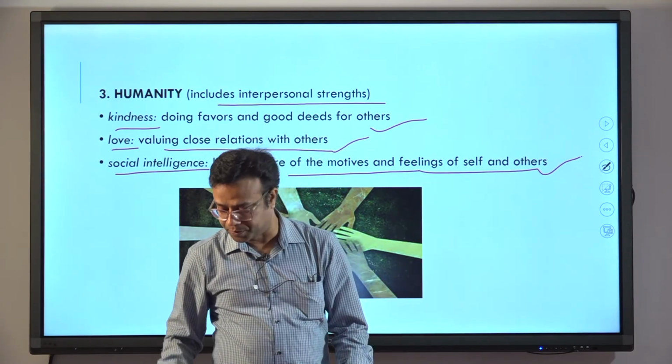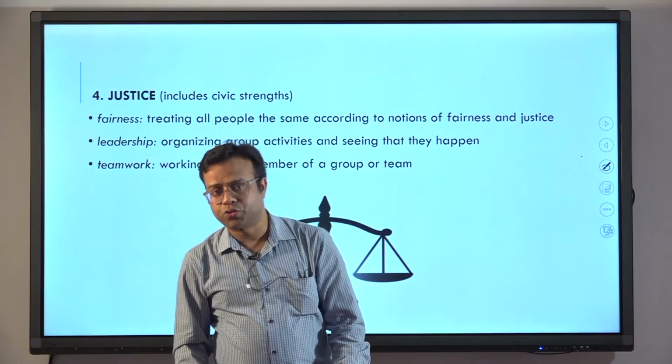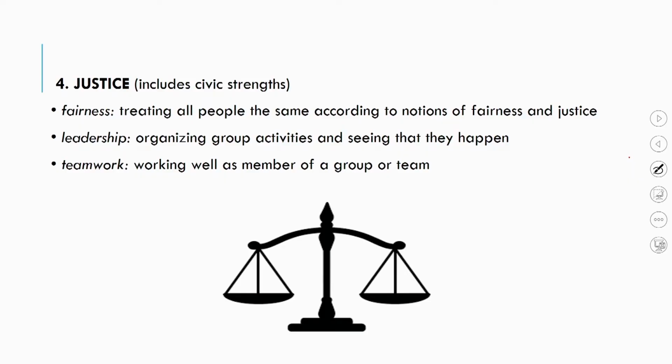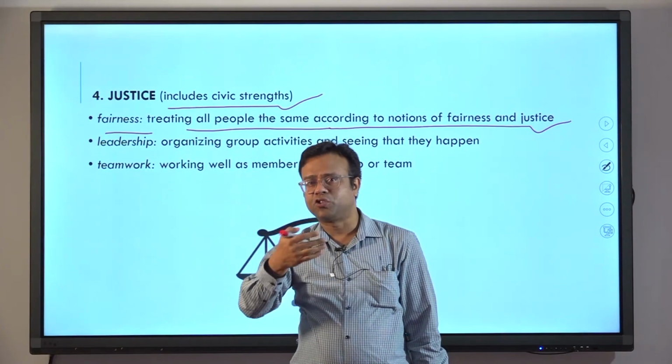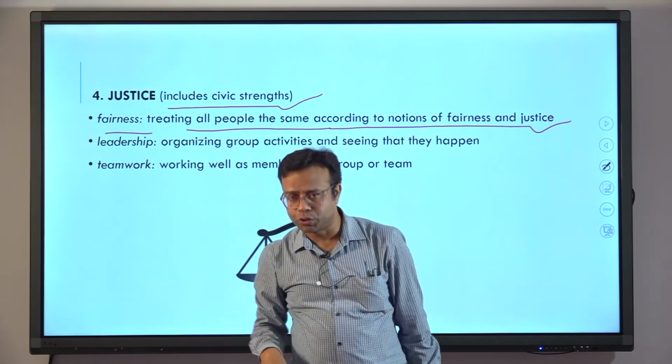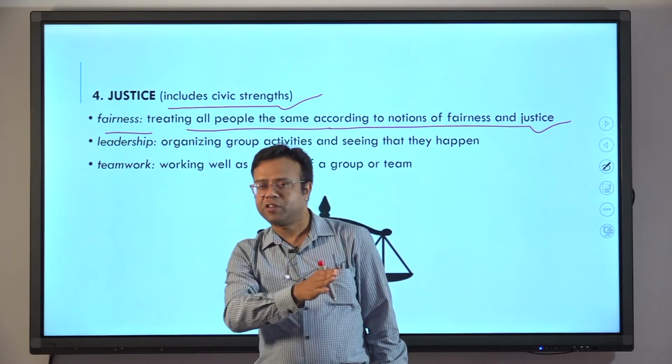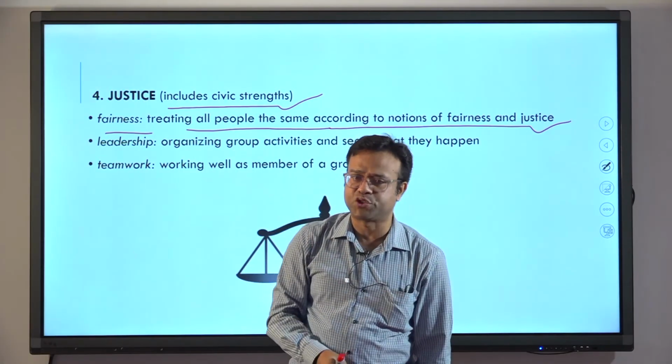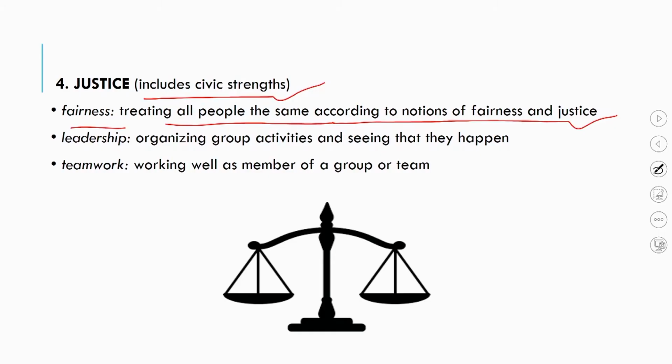So those are all expressions of humanity as a virtue, and they can be called specific character strengths. The fourth one is called justice, which basically includes civic strengths related to civic sense and so on. Justice can express itself in specific character strengths like fairness, treating all people the same according to the notions of fairness and justice. When you are fair in your dealings with people, you don't discriminate based on whatever categories they belong to, and you believe in just behavior and giving justice to people. So that's the expression of fairness.